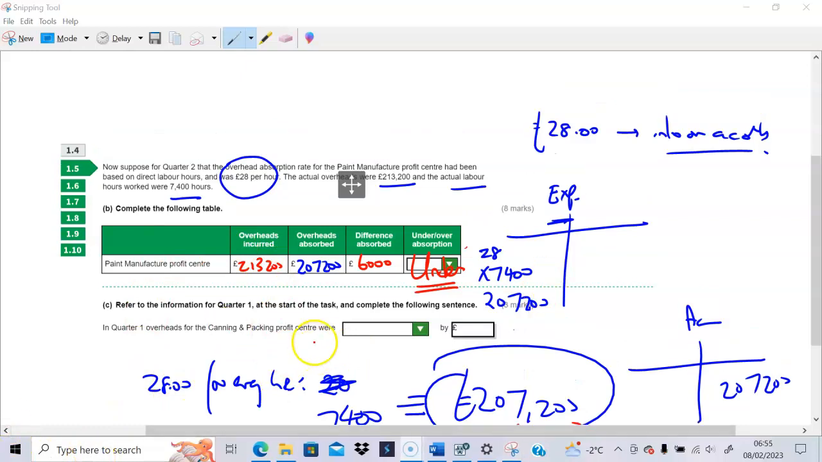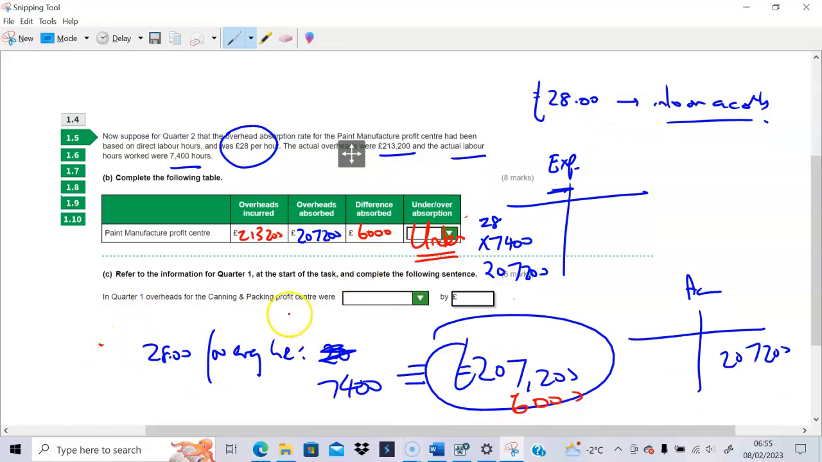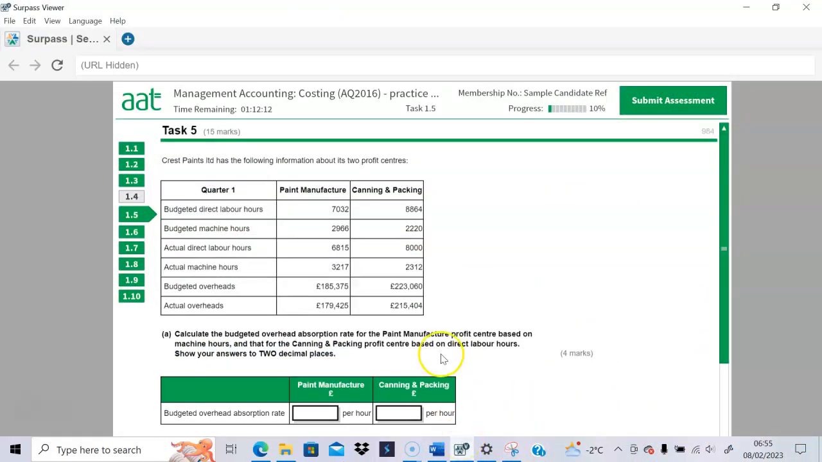Right, let's finish off this bit. Now, this question looks tricky, but it isn't that crazy. I think what we need to do is to go back to quarter one, and in quarter one we will see what really happened here. If you remember, we said that canning and packing was based on direct labor hours. So we found a figure here.